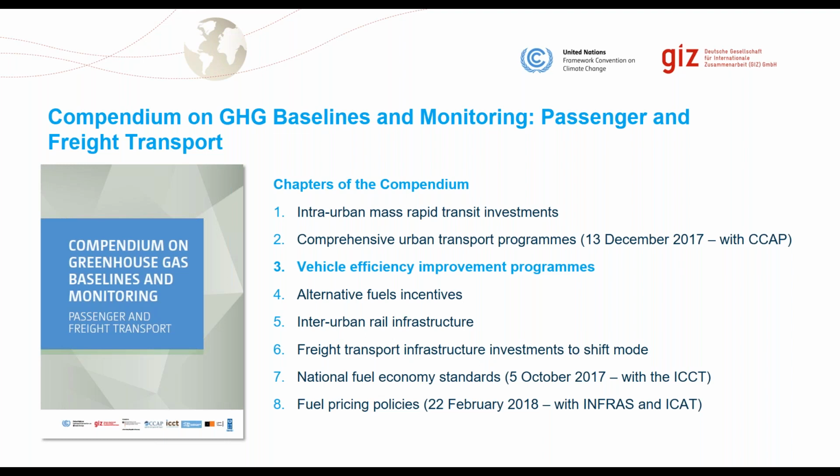So the transport volume includes 8 chapters on different mitigation action types that you can see here. And today we look at chapter 3 on vehicle efficiency improvement programs.